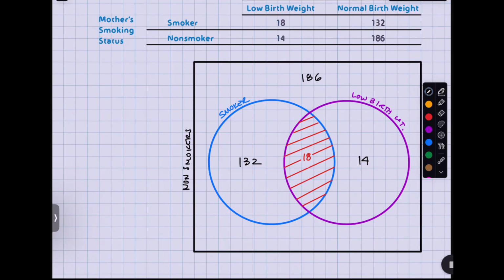Shouldn't the 14 and the 18 be switched then? The non-smokers still, the thing that they have in common is low birth weights. So if they both have 14, shouldn't the smoker section be the 18? I don't know. Well, the 18 is a crossing of these two circles here. Smokers with low birth weight. So if you look at smokers with low birth weight, it's 18. I'll take your word for it.